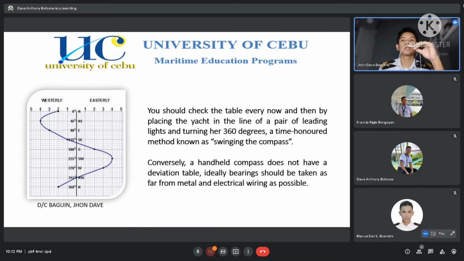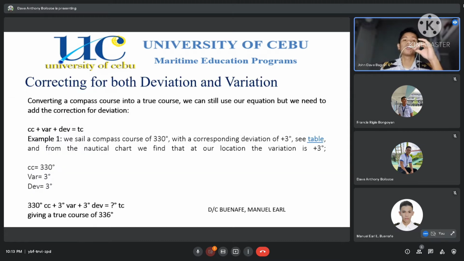Here, you should check the table every now and then by placing the yacht in the line of a pair of leading lights and turning her 360 degrees, a time-honored method known as swinging the compass. Conversely, a handheld compass does not have a deviation table, so ideally, bearings should be taken as far from metal and electrical wiring as possible. The following slides will be discussed by Cadet Manuel Earl Buenafe.